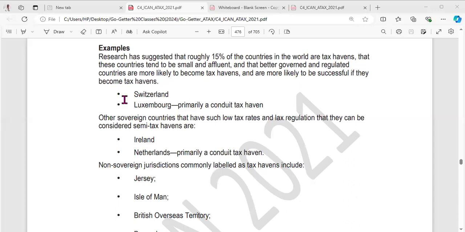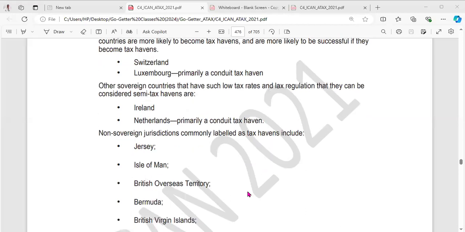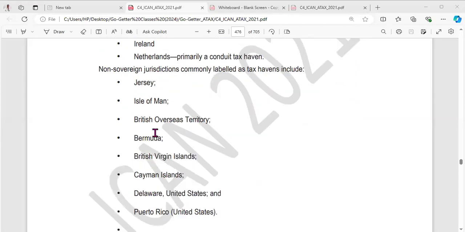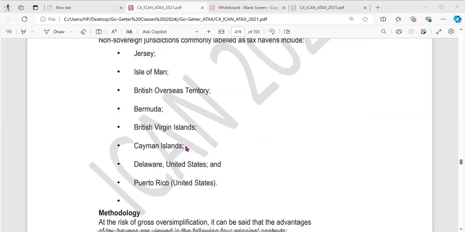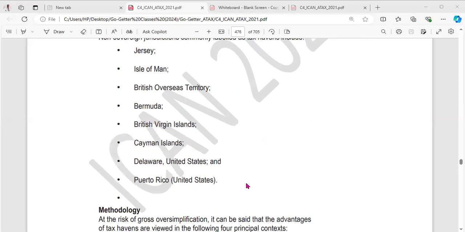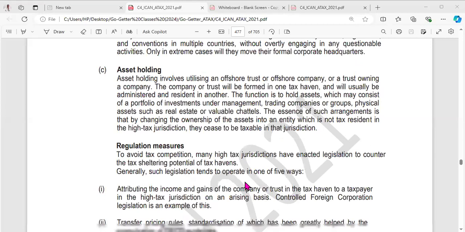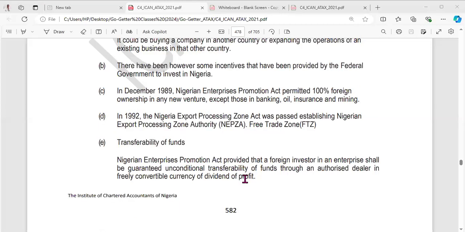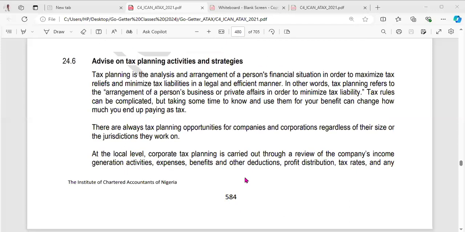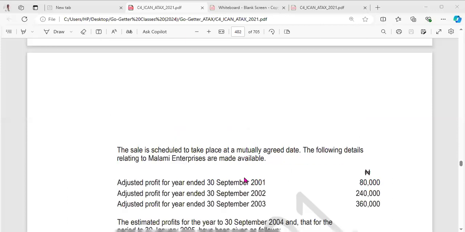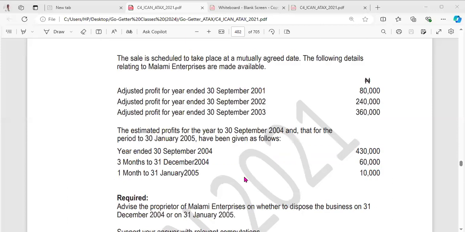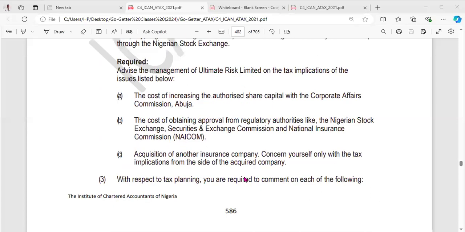We have Switzerland, Luxembourg, Ireland, Netherlands, Jersey, Isle of Man, British Overseas Territory, Bermuda, British Virgin Islands, Cayman Islands, Delaware, Puerto Rico. So these are some of the places that are called tax havens. So with this now, we have come to the end of this chapter called tax planning, tax avoidance, and tax evasion.